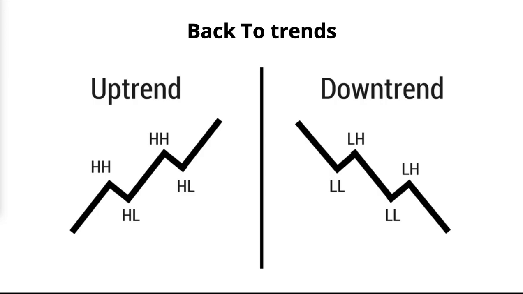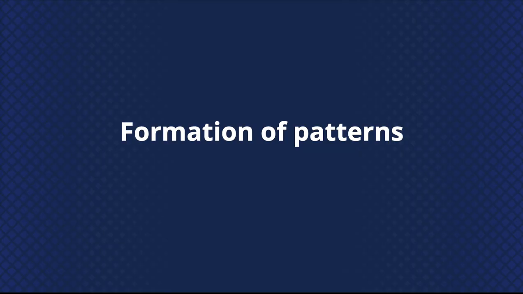So back to trends, right? The initial higher high and higher low. So now how would you draw a trend line on both of these? How do you draw a trend line on something that's uptrending? On the troughs. Right. And then downtrending, it's on the peaks, right? So that's kind of the basics of the formation of all of these patterns.